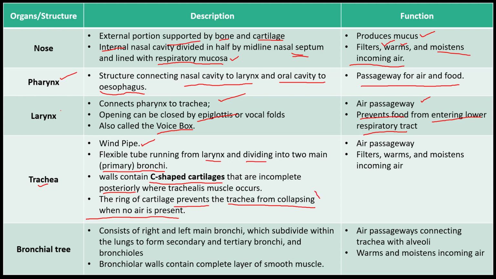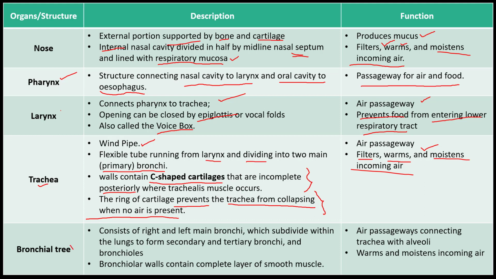It's an important point. Remember that there are C-shaped cartilages and they will prevent the trachea from collapsing when there is no air present in them. What is the function? It is again an air passageway and it is going to filter, warm and moisten the incoming air so that it can be used in the lungs without much difficulty.